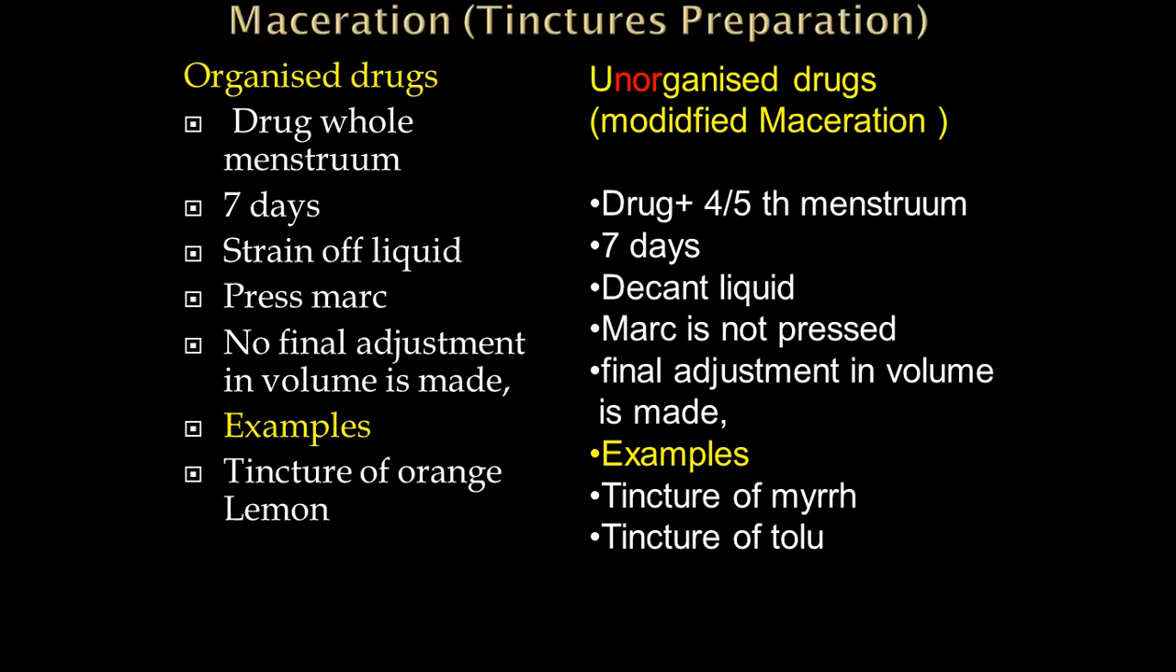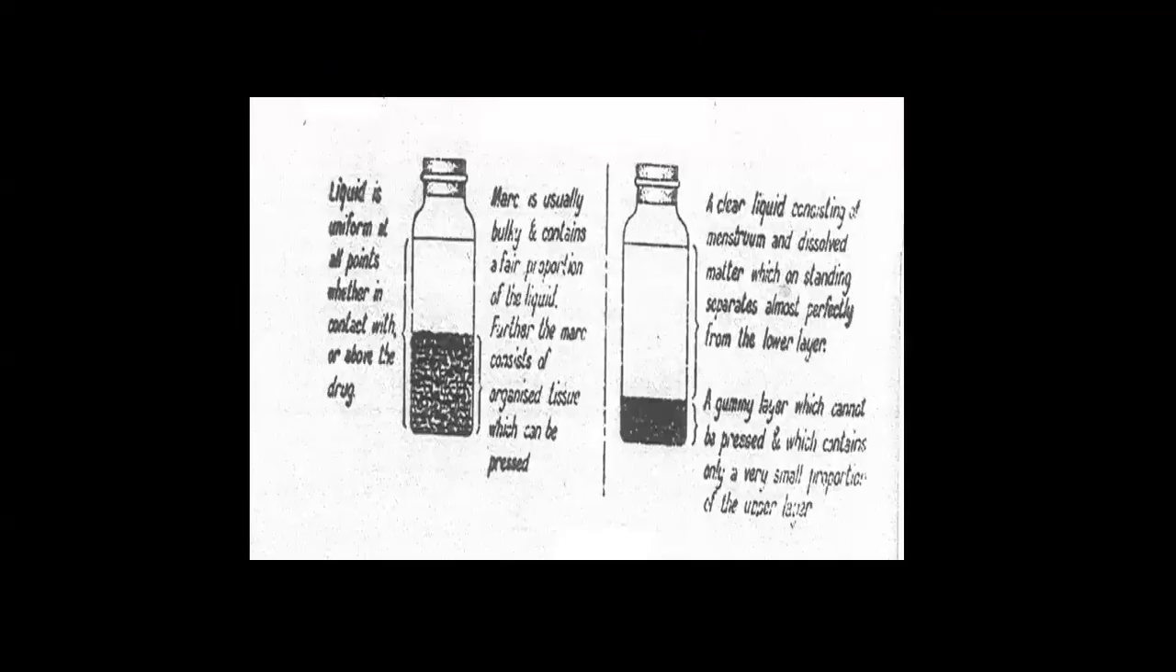Now for the explanation on this point: why the final volume should be adjusted in the case of unorganized drug, and why it should not be adjusted in the organized drug. Maybe I'll explain with some images. Examples for the unorganized drug are tincture of myrrh and tincture of tolu.